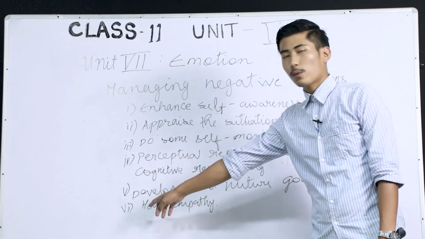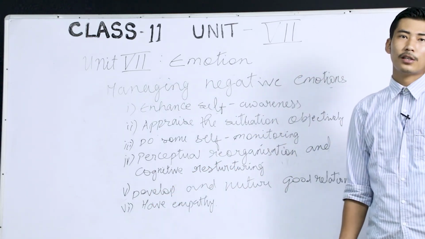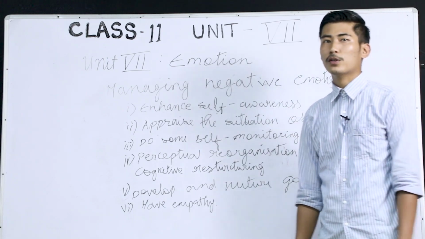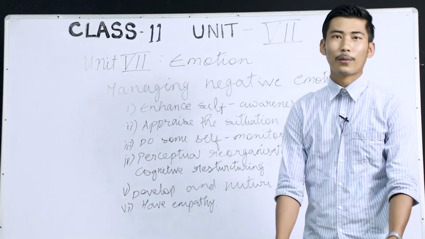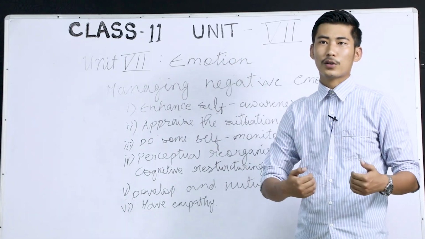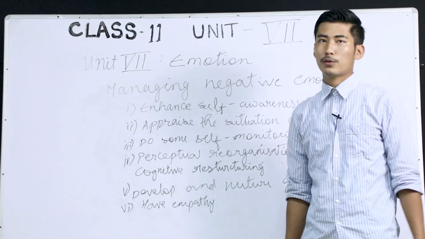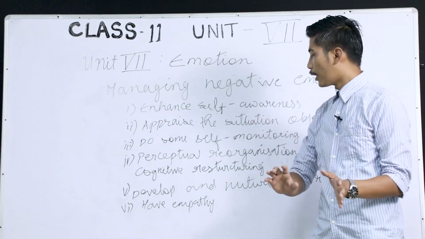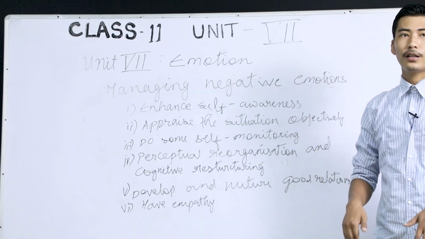The sixth one that I was discussing is have empathy. Empathy is different from sympathy. Sympathy is basically like, I feel sorry for that person, but empathy is basically putting yourself in someone else's shoes and experiencing their situation. And when you have empathy, you have a better idea of what that person is going through. So likewise, sympathy is feeling sorry, but empathy is putting yourself in their shoes.